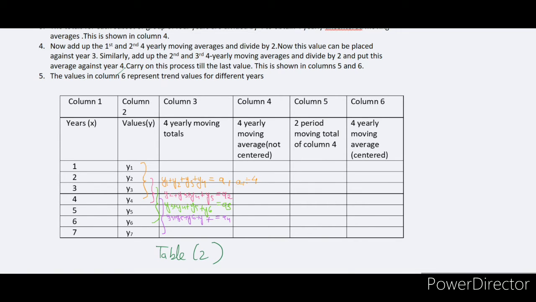Then the next, which lies between year 3 and year 4, let us divide that by 4. And the next, which lies between year 4 and year 5, let us divide that by 4. So your a3, sorry about that, this pen is not working.